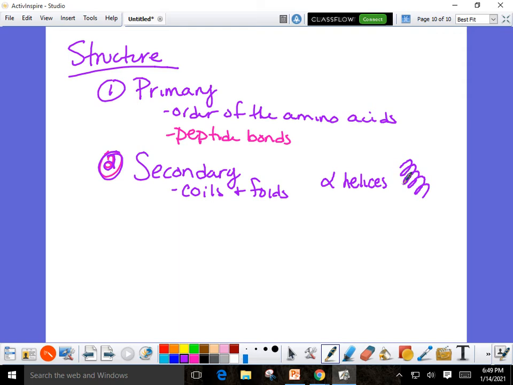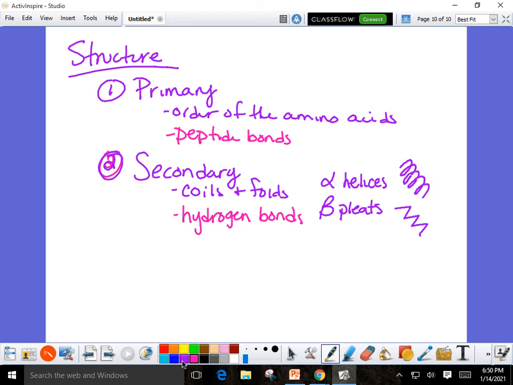There's also what we call beta pleated sheets, or beta pleats, and this really is that primary structure bending like a pleat on pants. These are held together and determined by hydrogen bonds. So peptide bonds are primary, hydrogen bonds are secondary.